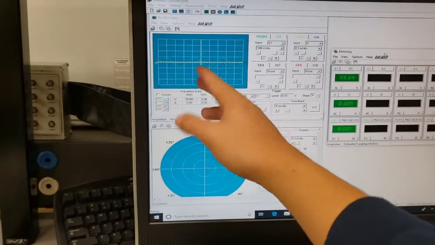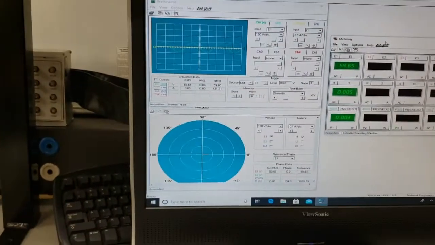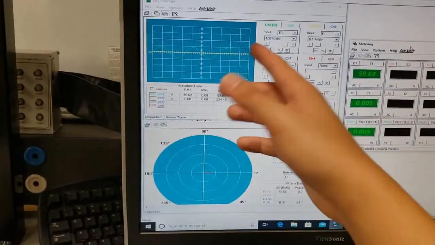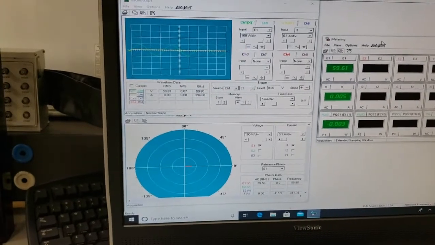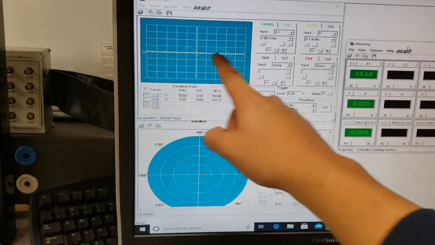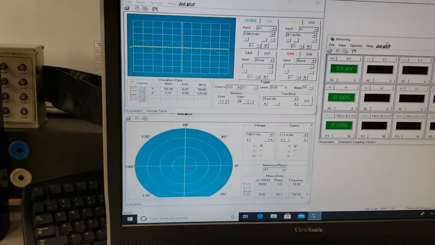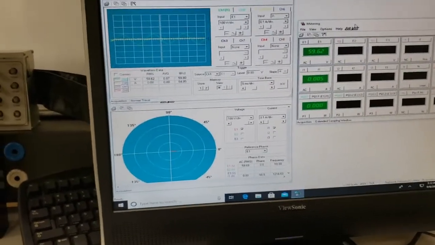I have an oscilloscope window for showing the voltage waveform and the current waveform. You can see that the voltage waveform is there because I have 60 volts set, but the current waveform, which is yellow, is still pretty much at zero because we're having an open circuit right now.